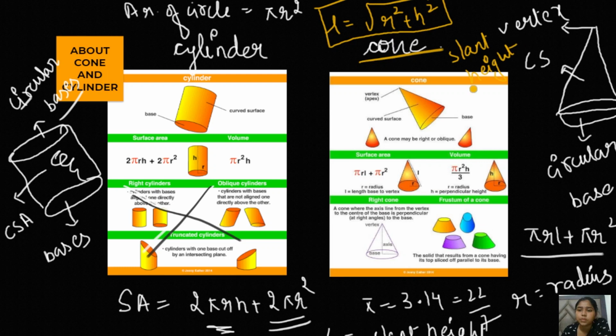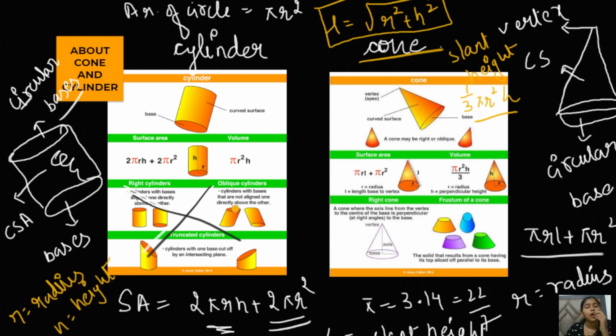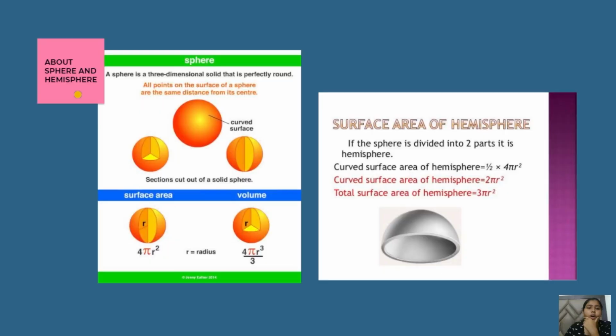So the volume of this particular cone is 1 by 3 pi r square h, where pi is the constant value, r is the radius, and h is the height of the cone, right? These are the same terms which we are going to use in sphere and hemisphere. So you have to remember what r stands for, what pi is, what h stands for, right? Next is about hemisphere and sphere, right?